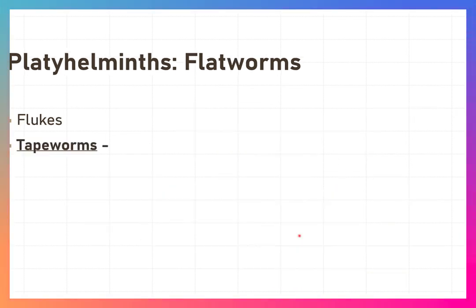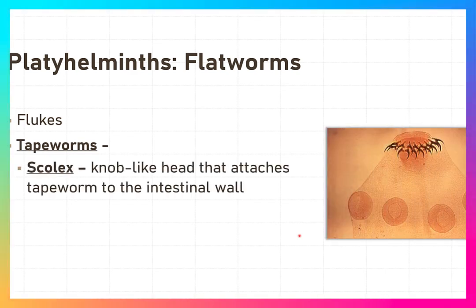The second group of flatworms that act as parasites, the first group being the flukes, are the tapeworms. The tapeworm has what's called a scolex, and the scolex attaches to the intestinal wall. Then the tapeworm extends out from the scolex into the intestine and essentially absorbs the food that is meant to be absorbed by the intestine.